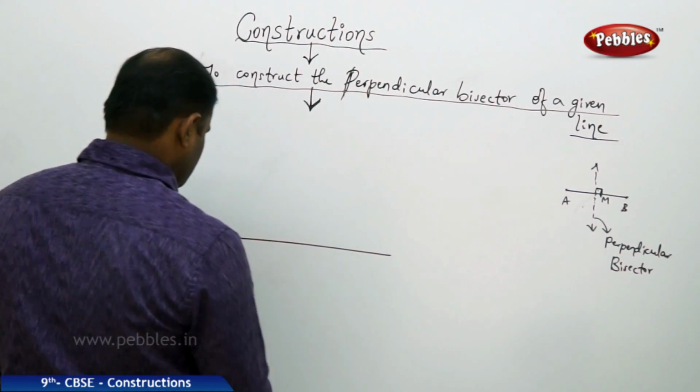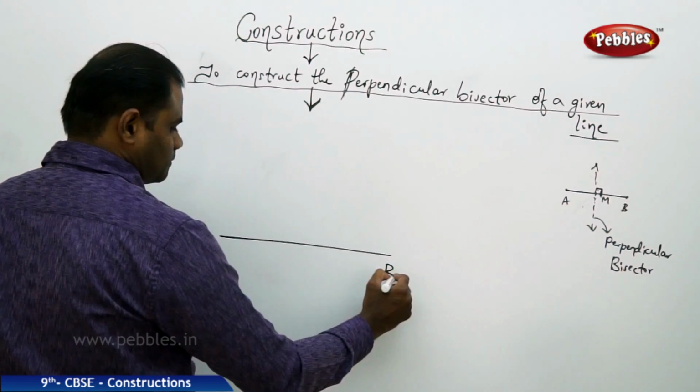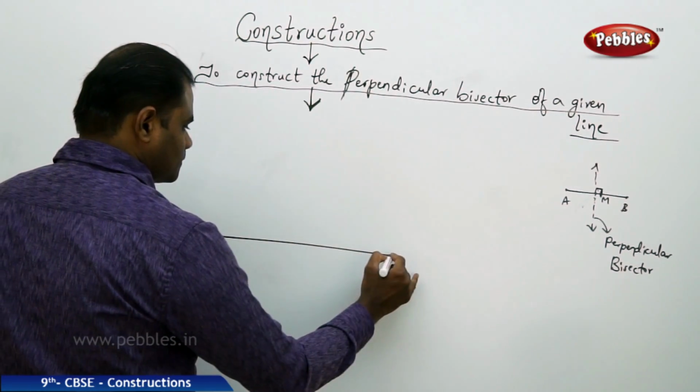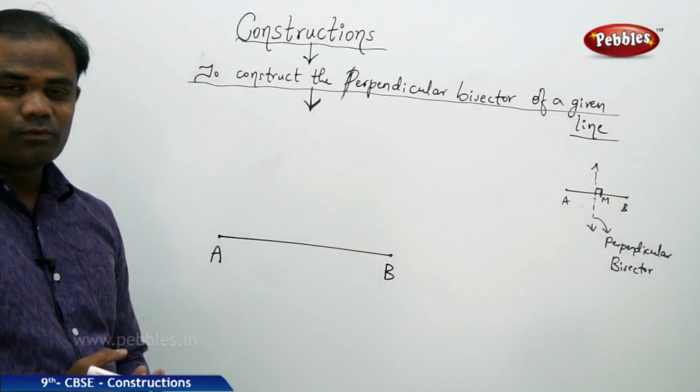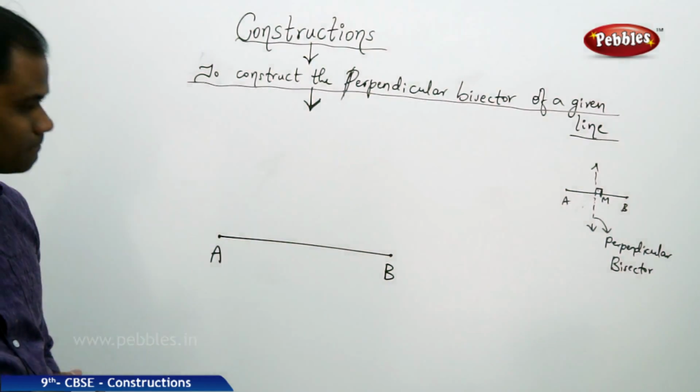I have a line AB which is given with its endpoints A and B. Now let's see how we can draw the perpendicular bisector.